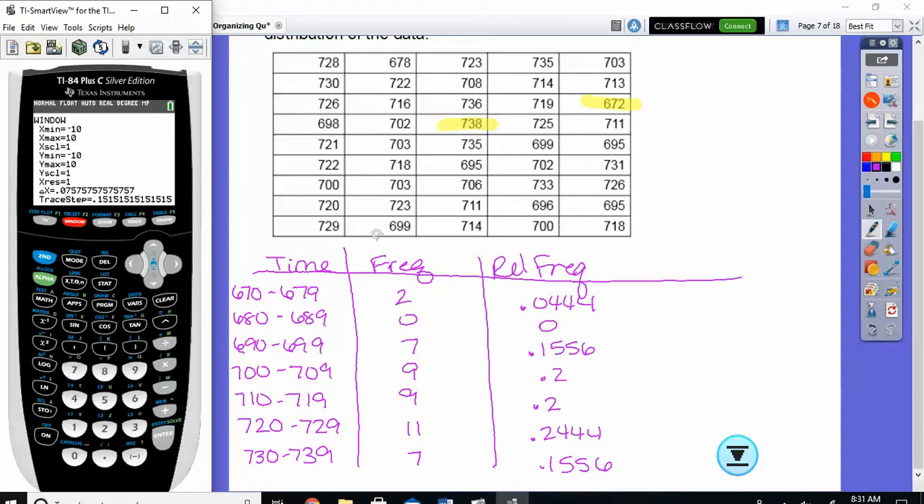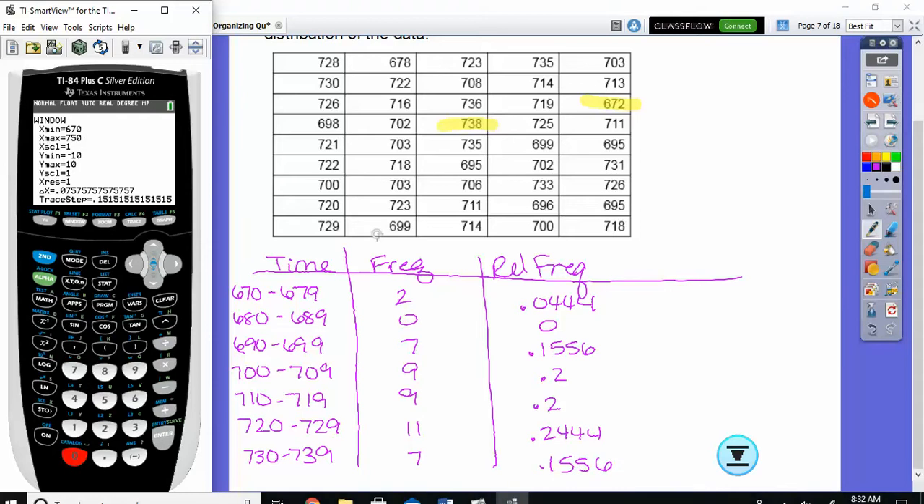Okay, so we need to adjust this stuff to see our data. If you think about our X values, our smallest was 670 and our biggest was 738, right? If we're going from -10 to 10, we're not seeing any of our data. So my Xmin, let's just do 670. Your Xmax, you need to go at least to 738. You can go bigger. I'll just go 750. That way I can see everything.